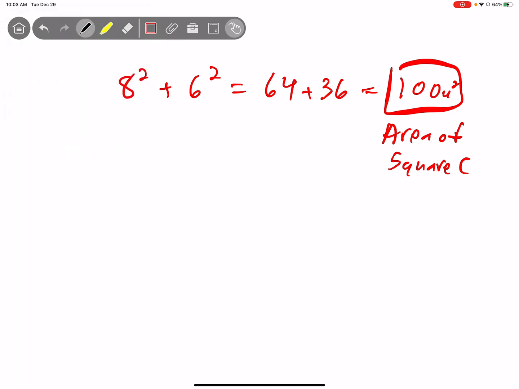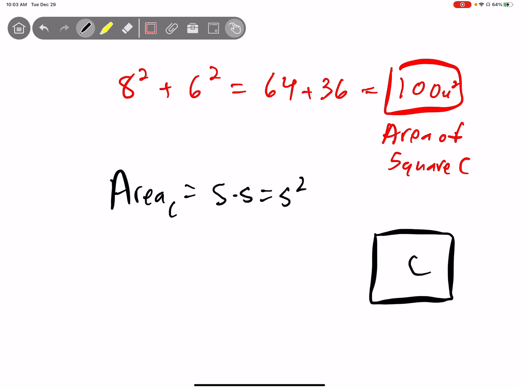Well, if I know that to get the area of square C, I have to multiply length times width, and I know that the length and the width are the same thing, I'm just going to call them sides now. So let's replace this. Remember, the sides are all the same, side times side, which is side squared. That means that if I'm looking at C, this is a side, this is a side, side squared equals 100, because we already found out that the area was 100 over here.